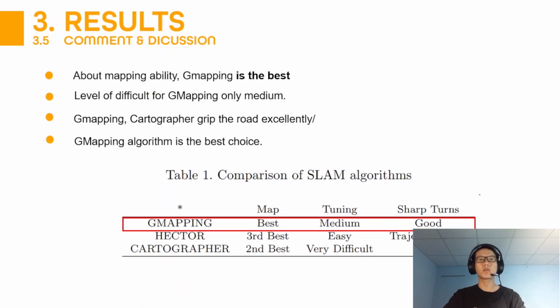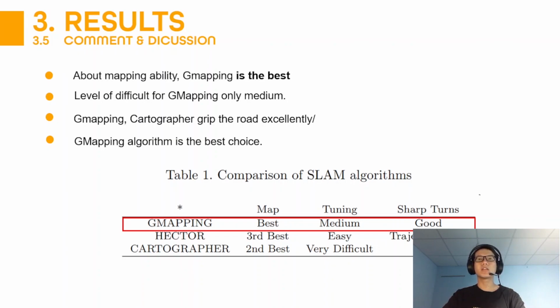This is the comparison table of SLAM algorithms. It is shown in table 1. As you can see, because AutoMap has bad results, it was eliminated from the table. So we have 3 algorithms in the table.